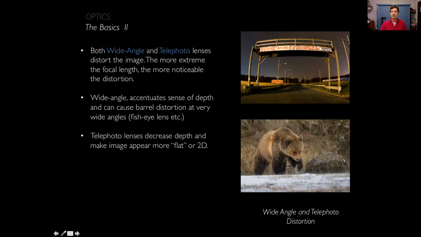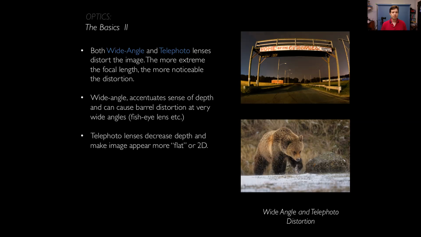Some other things that we need to think about when we're thinking about lenses is that both wide angle and telephoto lenses distort the image. The more extreme the focal length, the more noticeable this distortion. So this image up here is of a wide angle lens, and one of the things immediately recognizable is how these poles are bowed on the sides, right? And we know just from our sense of reality that that's not actually the way things look to our eye if we were on the scene. That's a distortion of the camera. And because of the extremely wide angle that happens, it's called barrel distortion.